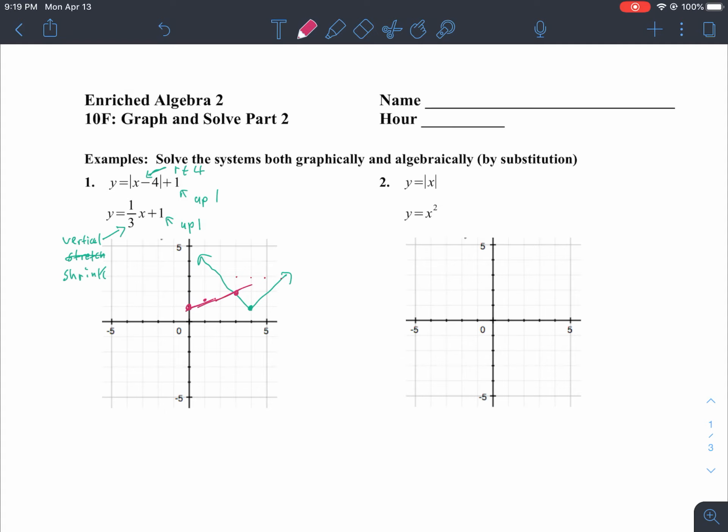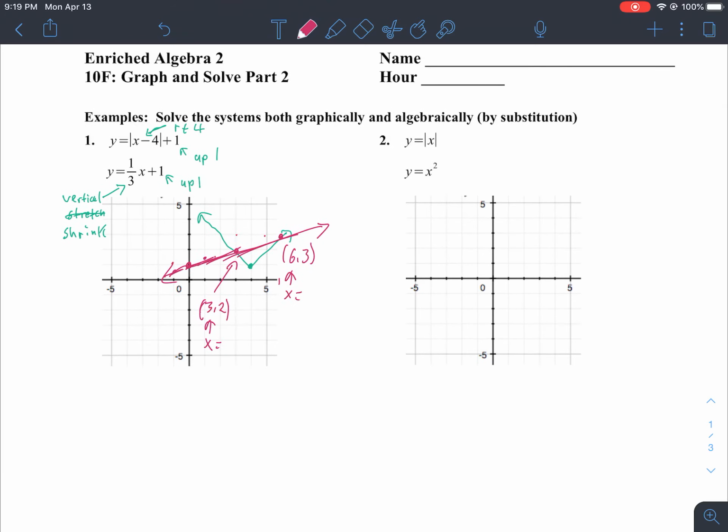So up another 1, over 1, 2, 3. Oh my, it looks like it crosses twice. Okay, so we'll see if that's right here when we solve it algebraically. So it looks like solutions are (3, 2) and what about (6, 3)? So when we solve it, we should get x is 3 and x is 6.